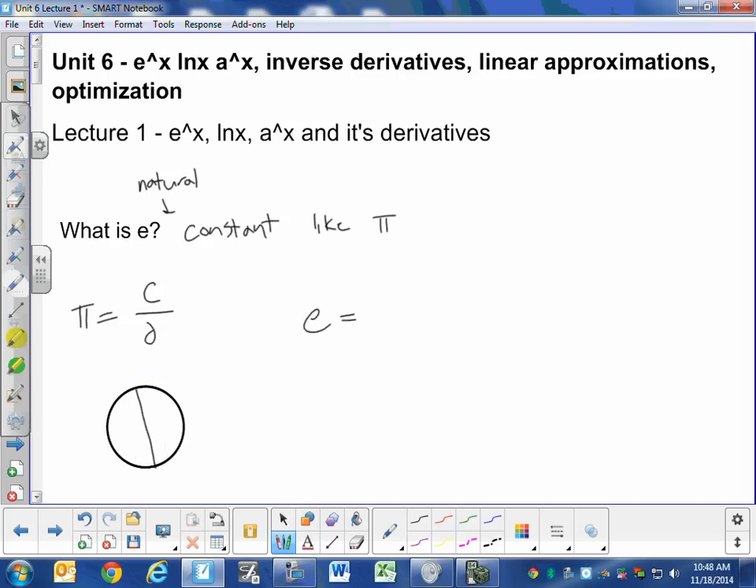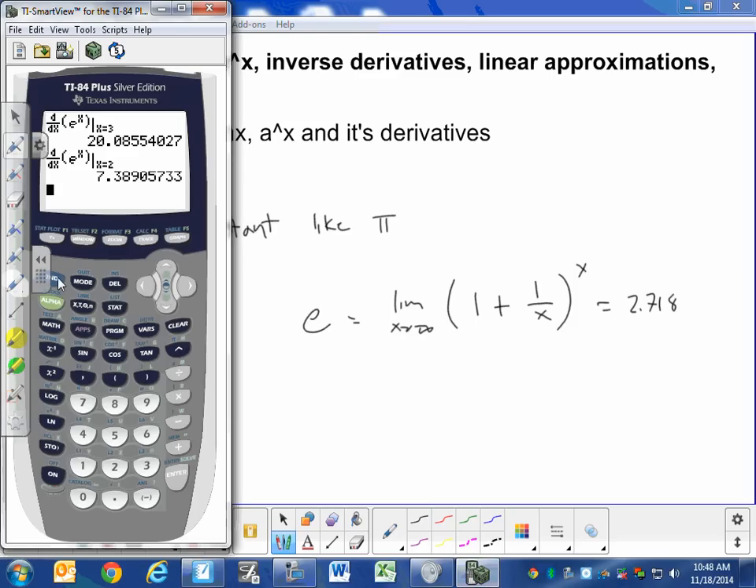Well, e is this. The limit as x approaches infinity of the following: 1 plus 1 over x, to the x. And that's about 2.718. So on the home screen of your calculator, you can check to see that's true. I can plug in e, that's over the division symbol. Press enter, you can see what that constant's equal to.